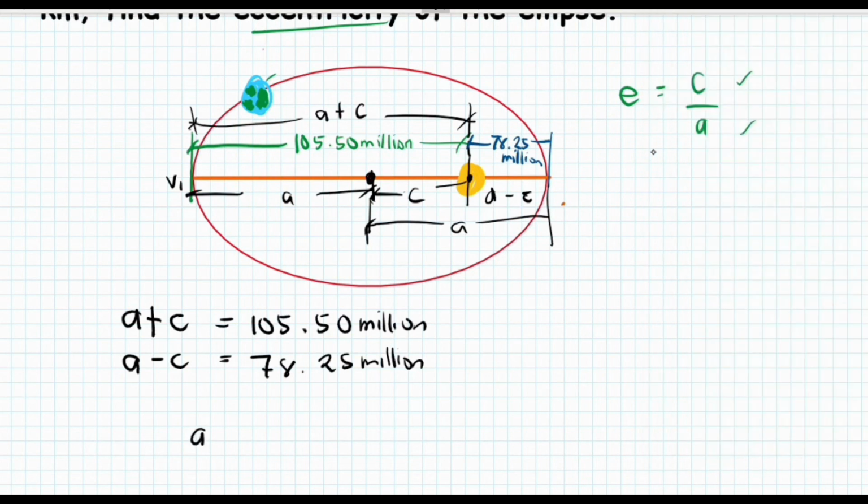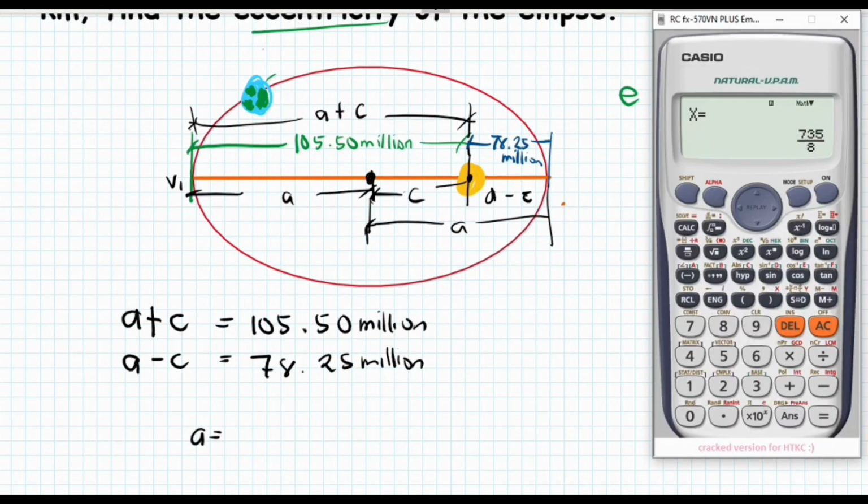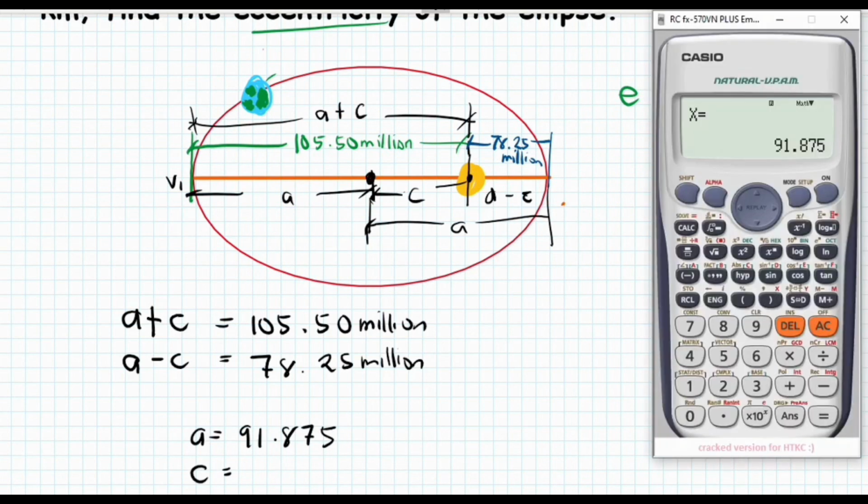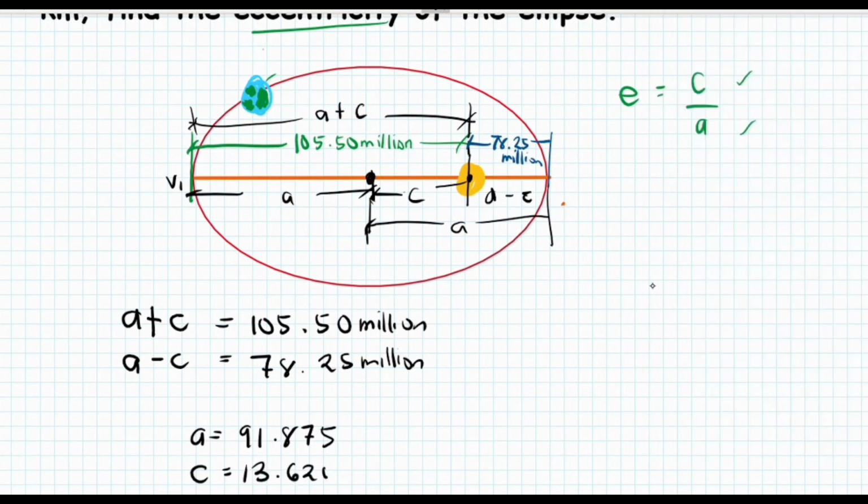So, your A, okay, si X kasi siya yung unang value. Your A is equal to 91.875. And your C is equal to 13.625. 13.625. So, kailangan lang natin gawin, may A ka na, may C ka na. Substitute na natin siya kay eccentricity. So, 13.625 all over 91.875. Ba't din natin nilagay yung million?